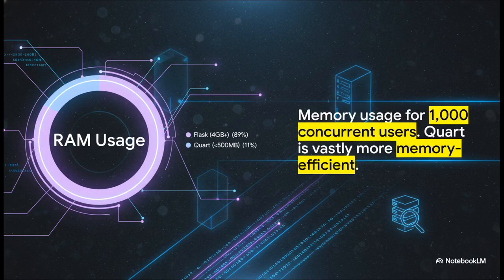And here is the other huge payoff, efficiency. Look at the memory usage. To handle the same 1,000 concurrent users, the old Flask model chews up over 4 gigs of RAM. The Quart model, it's using less than 500 megs. That's a huge difference. We're talking about a direct impact on your server costs, your infrastructure bill. You can do so much more with so much less.